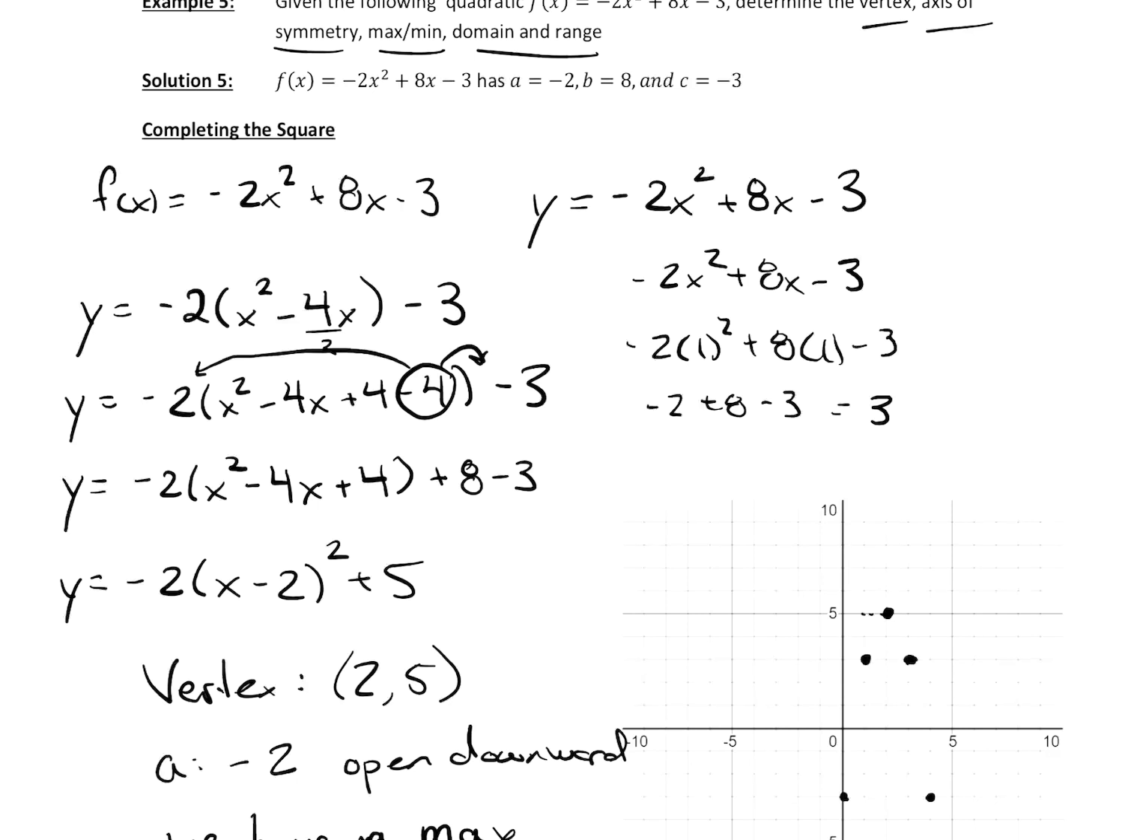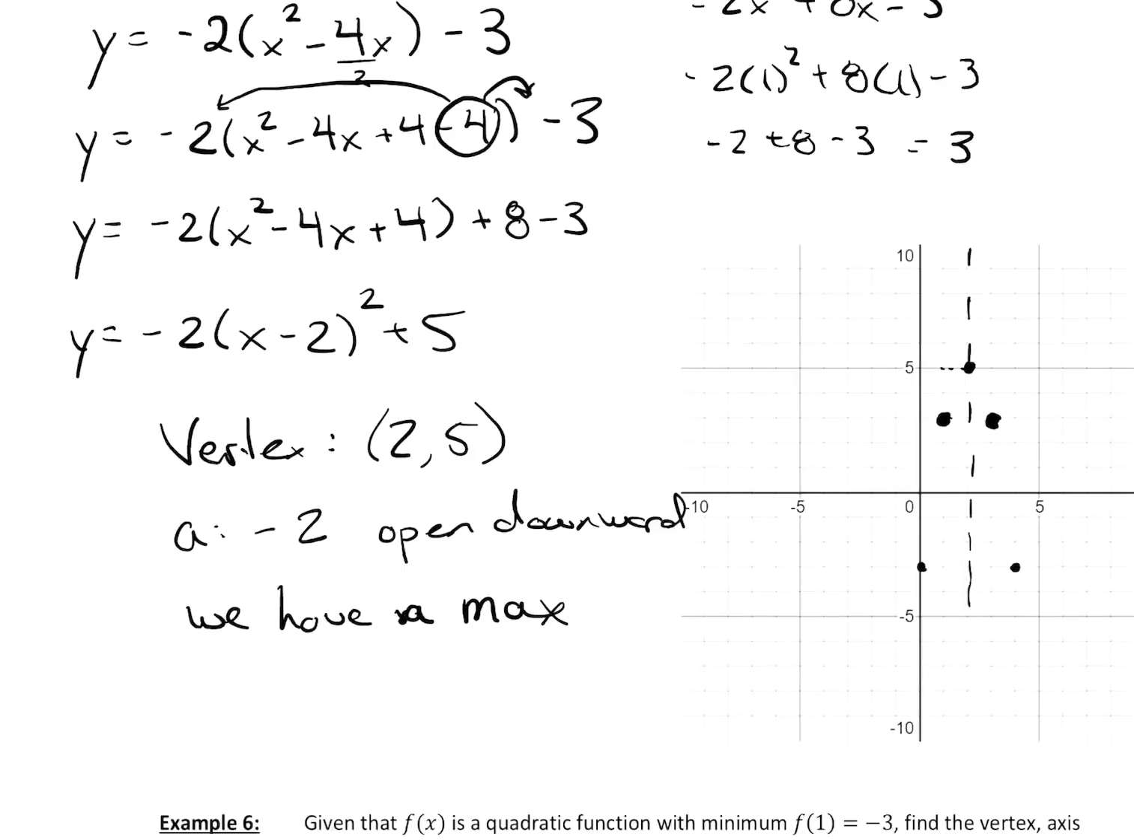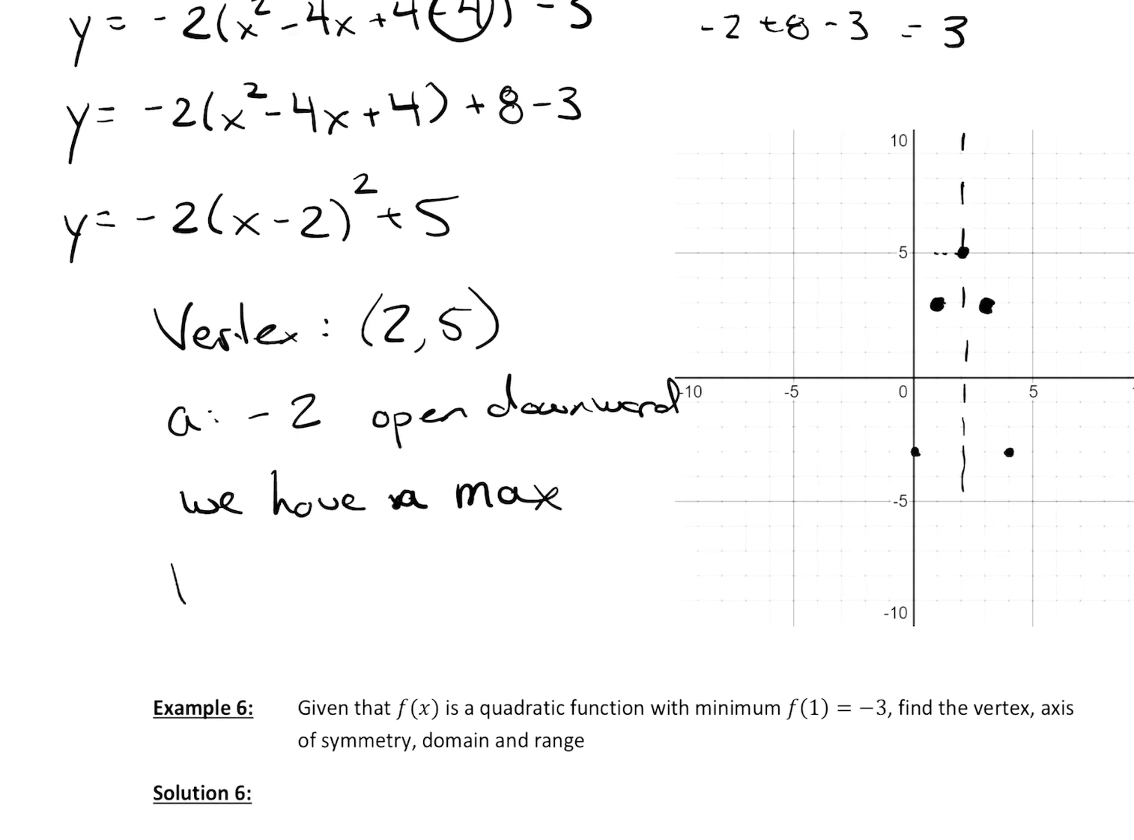Have a look at the written example in the workbook. I show it quite nicely. But you know that your axis of symmetry goes through your vertex. So you know if you find the points on this side, they're going to have their mirror image on this side. So we have a vertex, we have an open downward, so we have a maximum. We have an axis of symmetry at x equal to 2, because it's a vertical line.